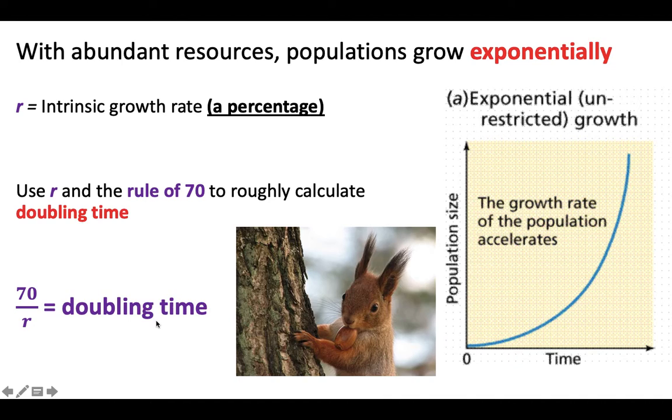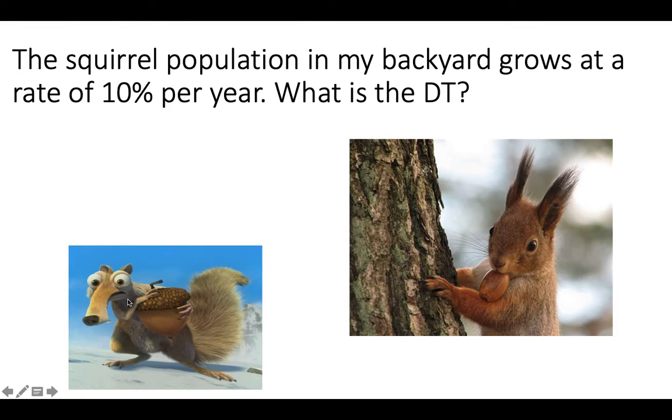You don't need the initial population size because the growth rate or the doubling time is independent of the population size. Whether you're going from 2 to 4 or 2,000 to 4,000, the doubling time would be the same. So let's do an example. The squirrel population in my backyard grows at a rate of 10% per year. What's the doubling time? Pretty simple. 70 divided by 10 is 7 years. It will take 7 years for this population to double.